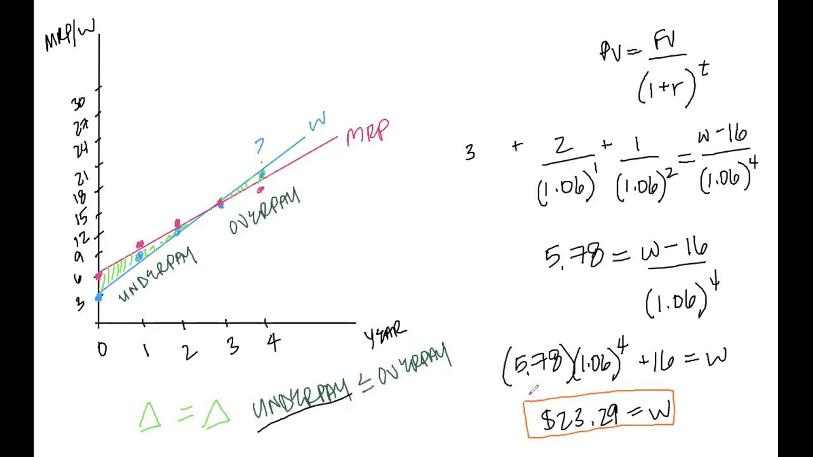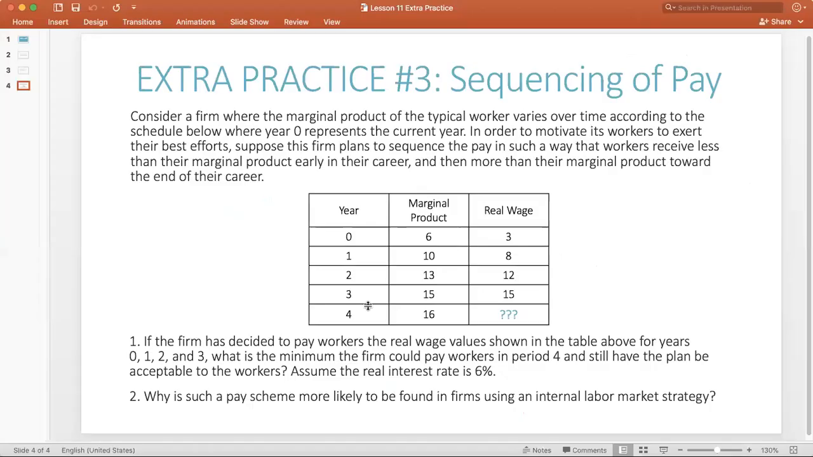So then finally, we have the last part of the problem, which says, why is such a pay scheme more likely to be found in firms using an internal labor market strategy? So a necessary condition for such a deferred payment scheme is a long-term relationship between workers and the firm. Remember, these workers want the overpayment to be greater than or equal to the underpayment. So for that to be possible, they have to be there a while. Internal labor market strategies promote long-term attachment by filling upper-level positions with workers from within the firm.